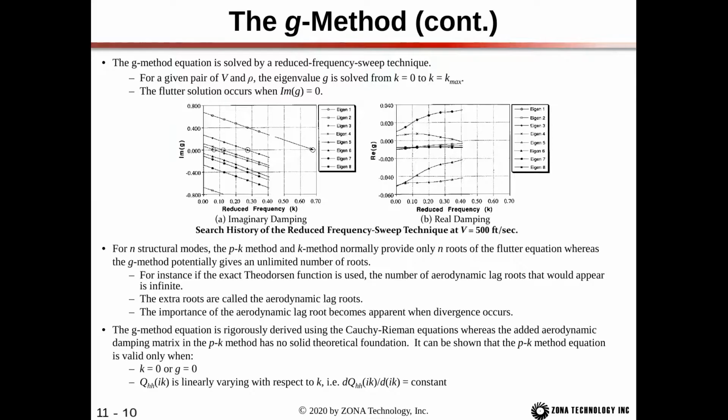And the importance of the aerodynamic lag roots becomes apparent when divergence occurs. The G method equation is rigorously derived using the Cauchy-Riemann equations, whereas the added aerodynamic damping matrix in the PK method has no solid theoretical foundation. And it can be shown that the PK method equation is valid only when k equals 0 or g equals 0, and QHH of ik is linearly varying with respect to k. That is, the derivative of q with respect to ik is constant.